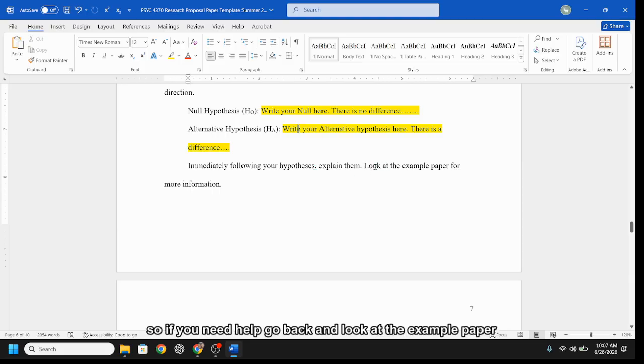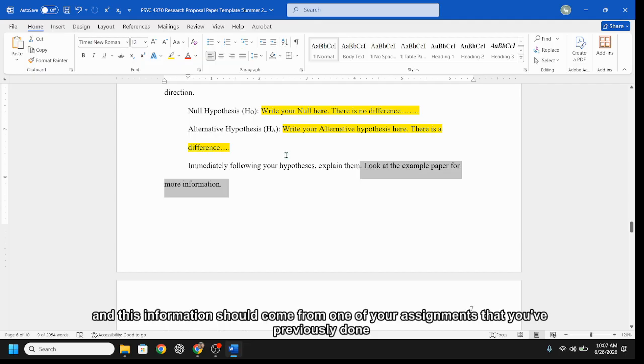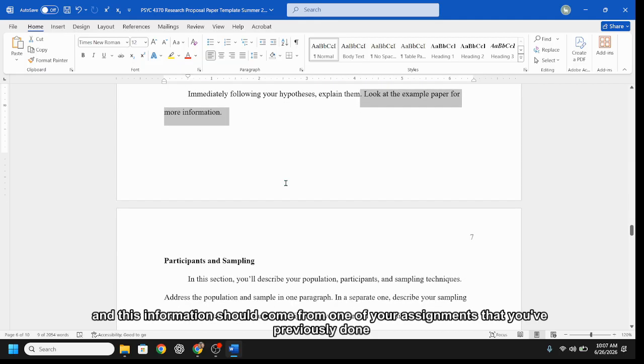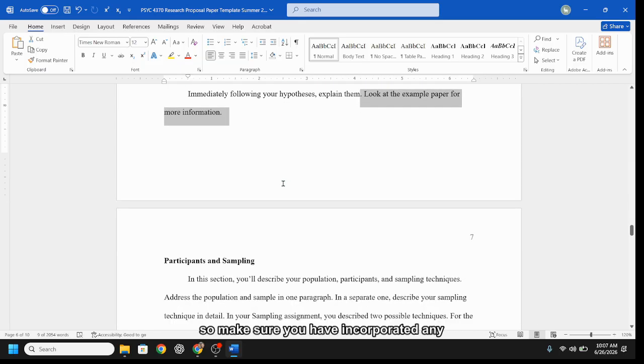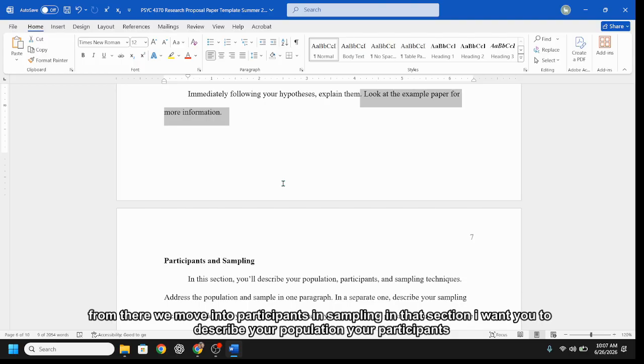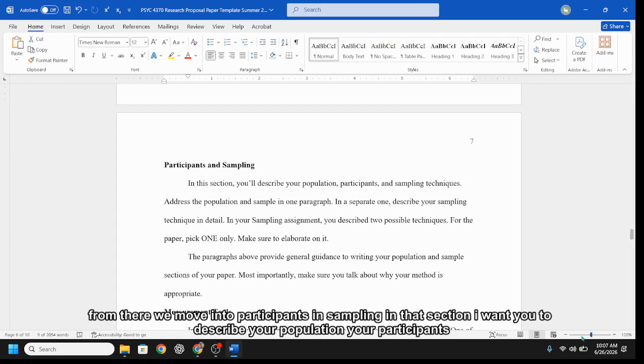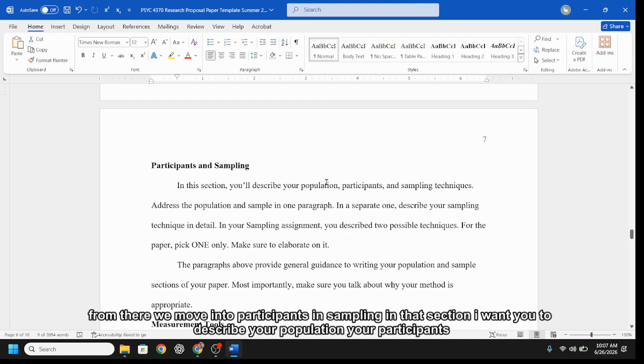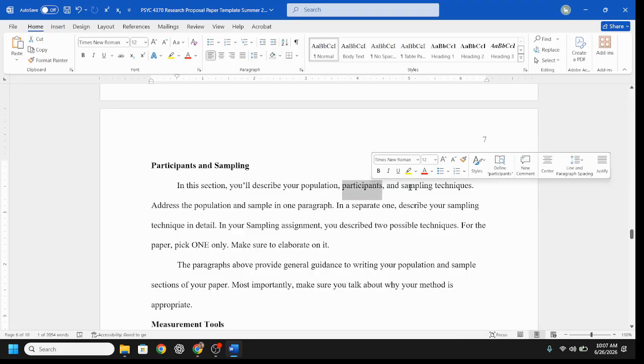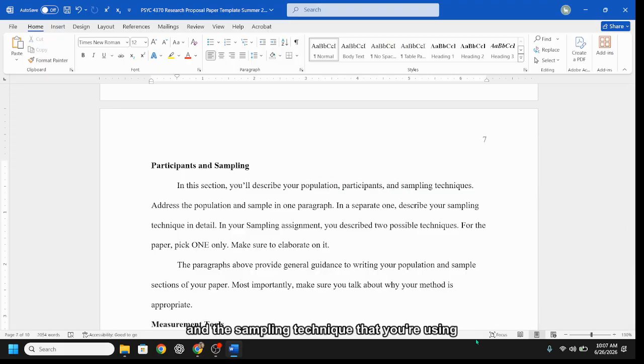So if you need help, go back and look at the example paper, and this information should come from one of your assignments that you've previously done. So make sure you have incorporated any feedback that I left for you. From there, we move into participants and sampling. In that section, I want you to describe your population, your participants, and the sampling technique that you're using.